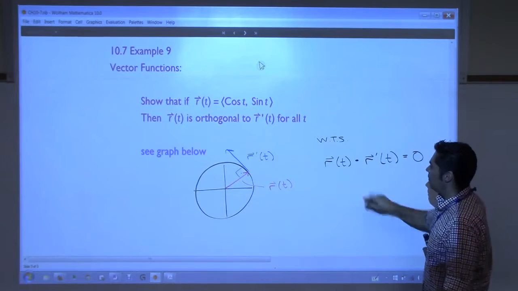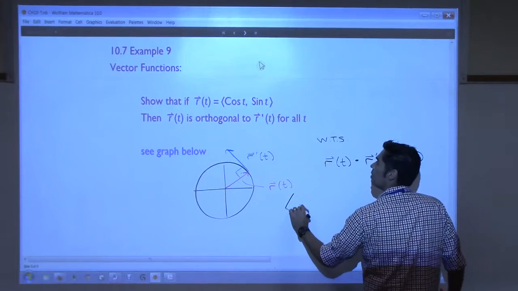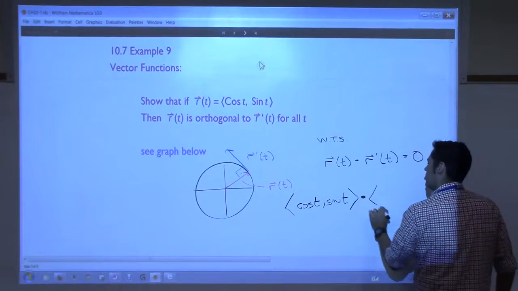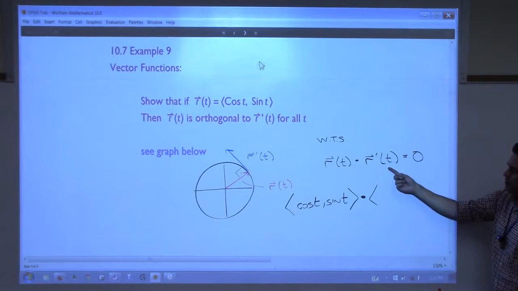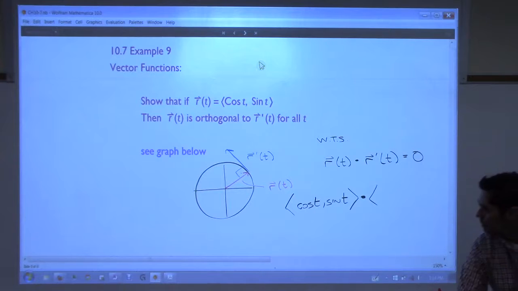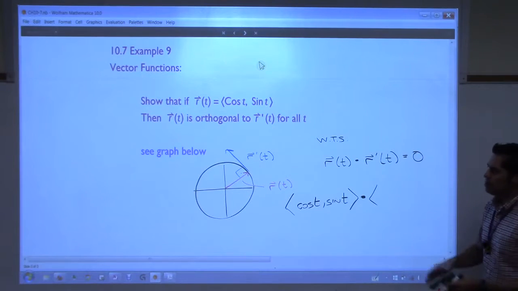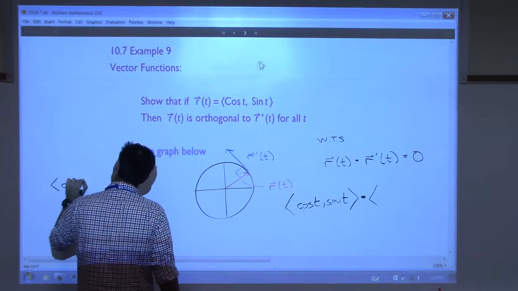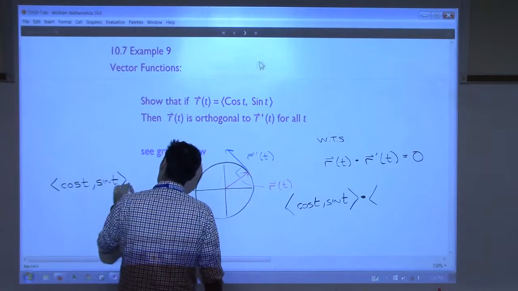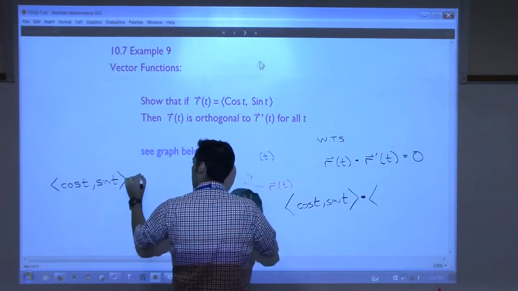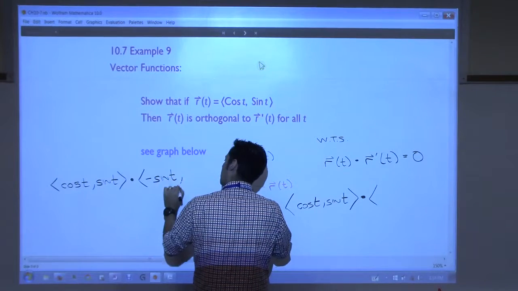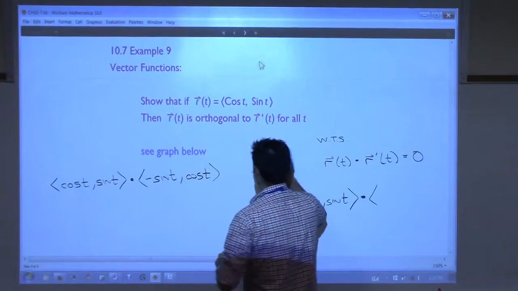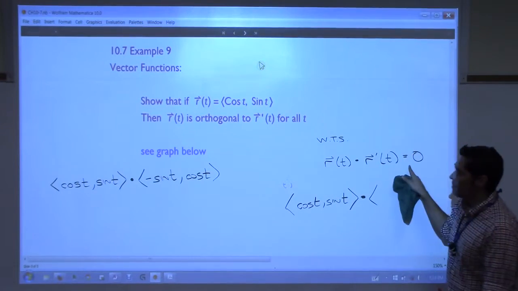Okay, so let's take r of t, which is cosine t, sine t, and let's dot it with its derivative. What's the derivative of this? Negative sine t, cosine t. I'm going to run out of room over there, so I'm going to move here. Cosine t, sine t. I'm dotting that with negative sine t, cosine t. And we need that to be 0, right?